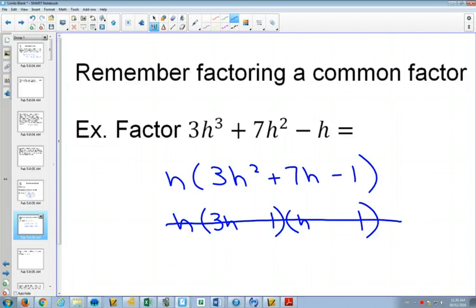But you would still need to check that binomial to see if you could factor it or not. So we're looking for something that, in this case, the product would be -3 and the sum would be 7. And you would say, well, there's nothing that works for that. So this one is already factored when we can take out the common factor.